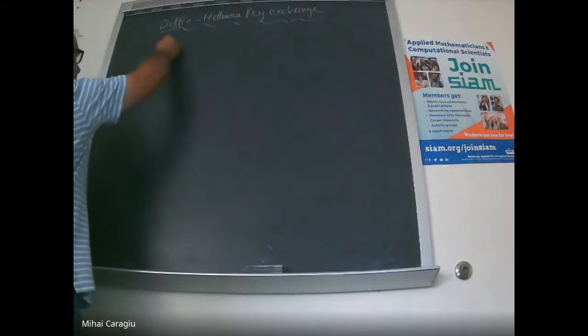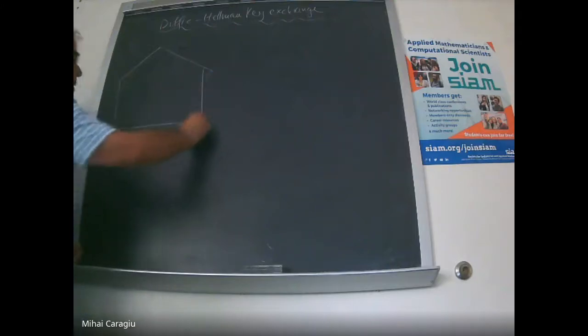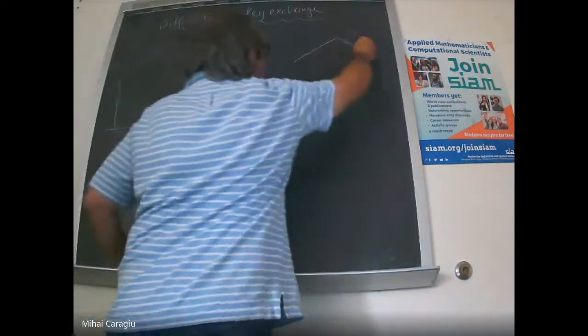Okay, so let's see. In the Diffie Hellman key exchange, we have two communicants, as always, Alice and Bob, the good guys, let's say. So this is the home of Alice, and there's the home of Bob.